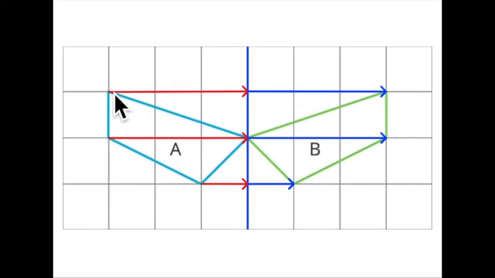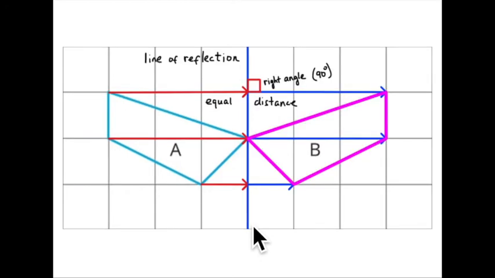So once again, the corresponding point is an equal distance from the line of reflection on the opposite side, and it's moving in a perpendicular direction, or at a right angle to the line of reflection. So that is a reflection. Once again, line of reflection, right angle, and an equal distance, 90 degrees. Another word that we're using is perpendicular. So it moves in a perpendicular direction, or at a right angle, or 90 degrees.